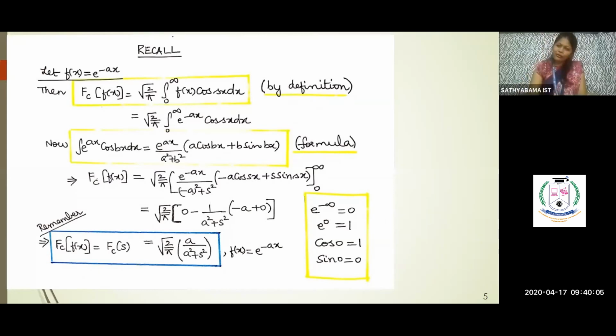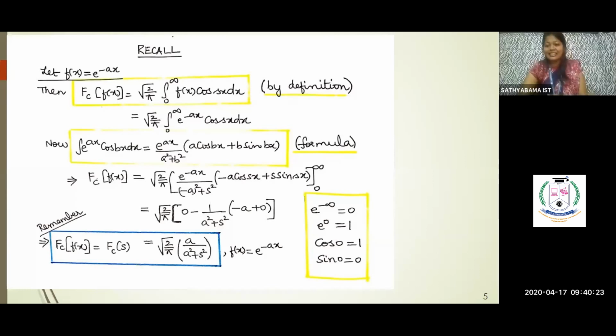Because if you look at Fourier sine and cosine transform problems, you will see this function practically everywhere. It's a very, very popular function. So I want you to remember this function. What function am I talking about?